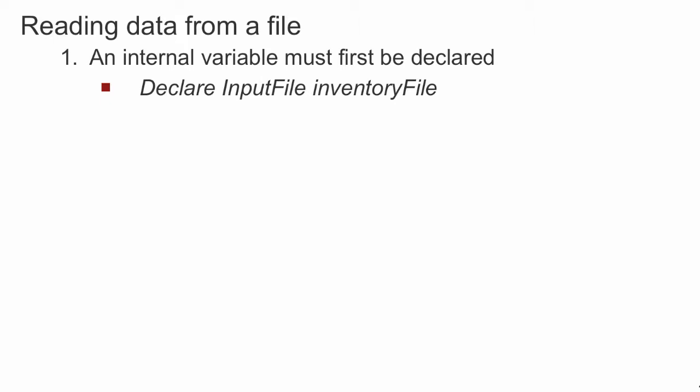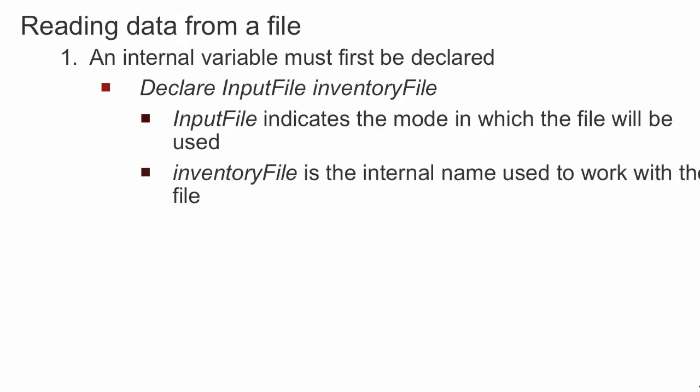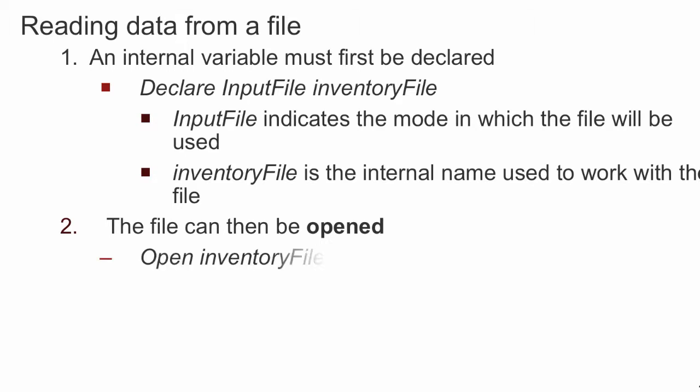So we would do something like declare input file, inventory file, where input file indicates the mode in which the file will be used. Inventory file is the internal name used to work with the file. All right, once we've declared that variable, then we can open the file. And we might do it with something like open inventory file, quote, inventory.dat. Now, inventory.dat is actually the name of the file that you would see if you looked in the folder. But inventory file is the internal name that we're using in the program.